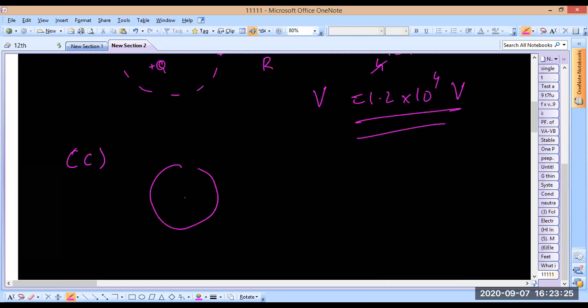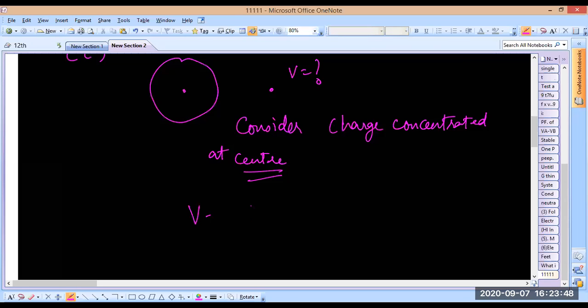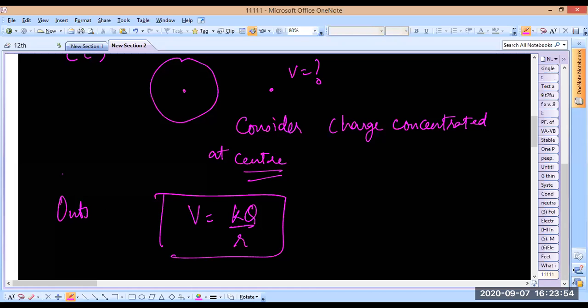If there is a sphere and you want to find potential outside the sphere, then you just have to consider all the charge at the center, right? Consider charge concentrated at center, right? I think everyone understands that, right? So formula of V will become kq by small r, right? This is for outside the sphere, right? Okay, what's the answer of this one?